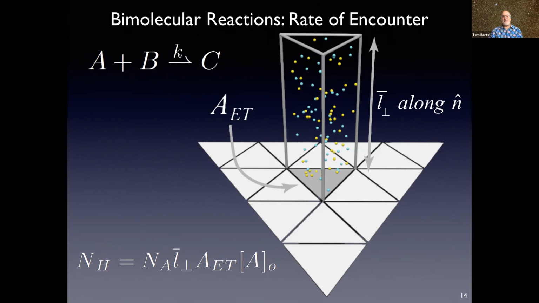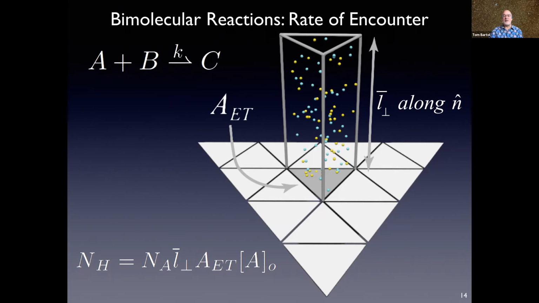And if we imagine above this triangle extruding a prism whose shape is equal to the footprint, and the height of the prism is equal to this quantity we showed earlier, L bar perpendicular, along the direction of the normal vector, this creates a little volume whose computed volume is A sub ET times the length of the normal vector. I mean, the average step length along the normal vector.